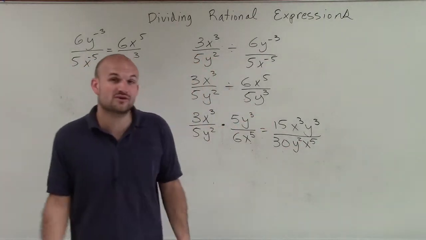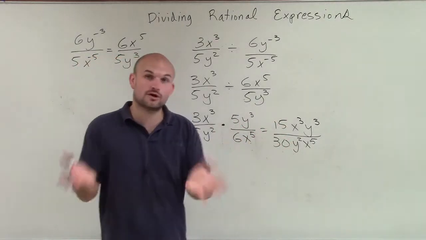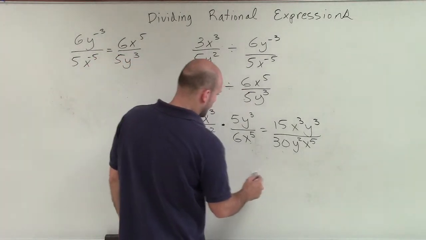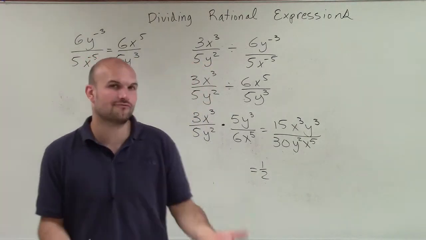Okay, so now we have a couple of things we need to do. We have 15 over 30. We need to see how 15 over 30 can be reduced. Well, 15 over 30 reduces down to 1/2.